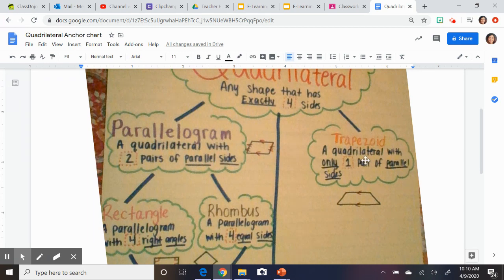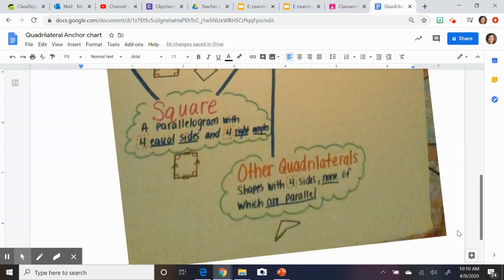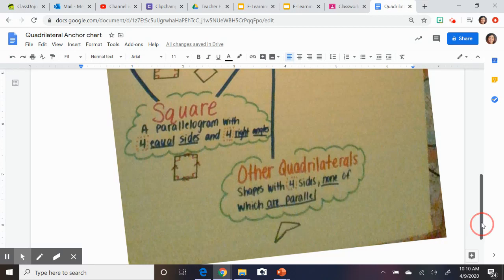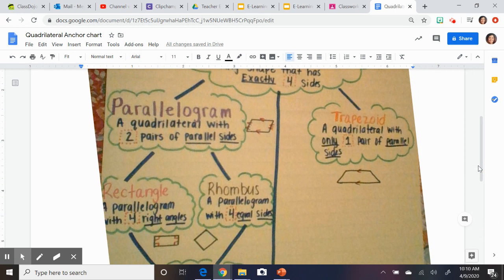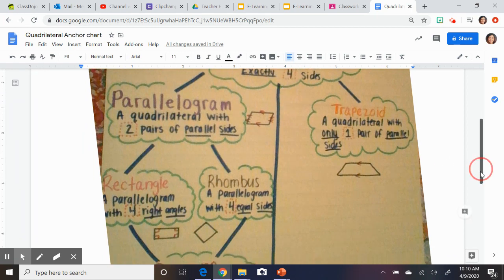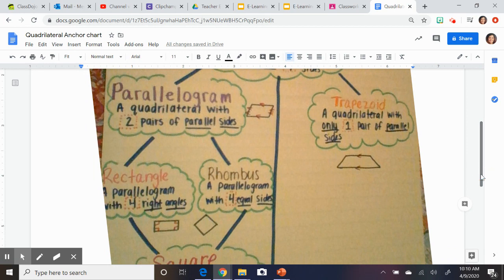A trapezoid is going to be a quadrilateral with only one pair of parallel sides. So a four-sided shape with only one pair of parallel sides. And then other quadrilaterals are going to be any shape that has four sides but has no parallel sides. Okay, so this is an example. So trapezoids kind of fall by themselves in the quadrilateral category, and other quadrilaterals kind of fall by themselves in the quadrilateral category. Parallelograms, however, entail a lot.